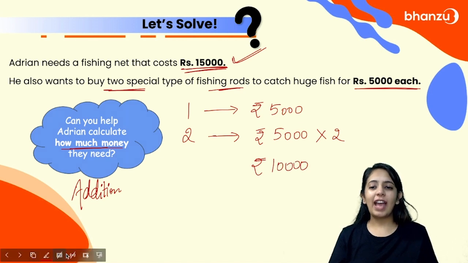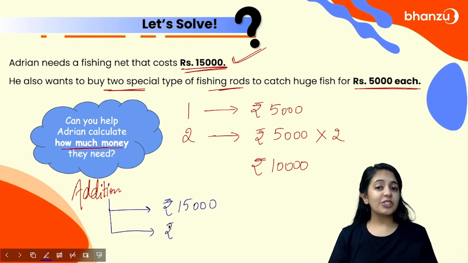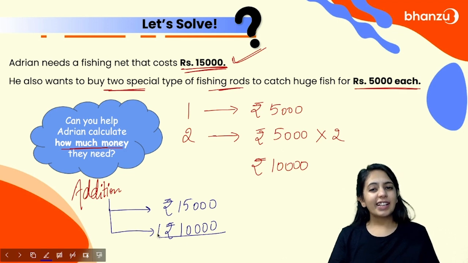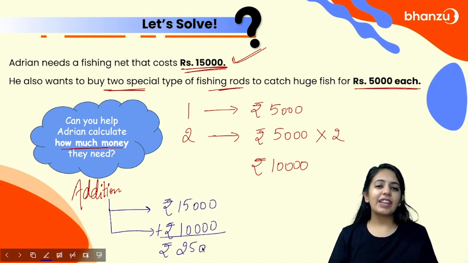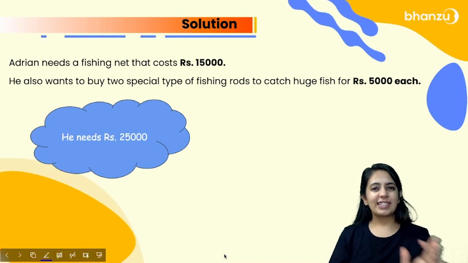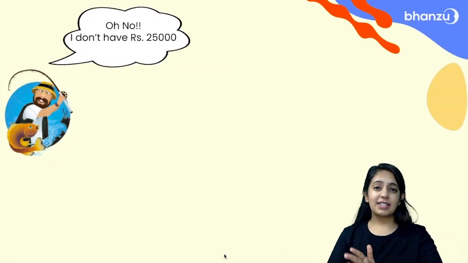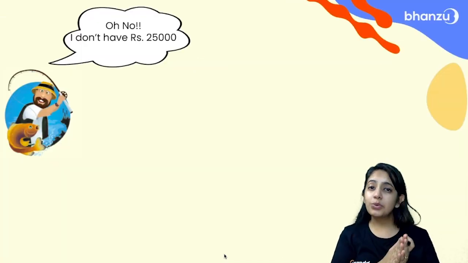Okay, now here we have the cost of each and everything. Let's now do the addition. The fishing net is rupees 15,000 and the cost of two fishing rods is rupees 10,000. So, tell me the total cost. The total cost is rupees 25,000. Awesome. But it seems like he doesn't have this much money. So, what shall he do?